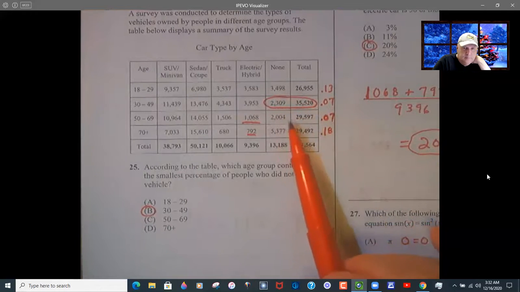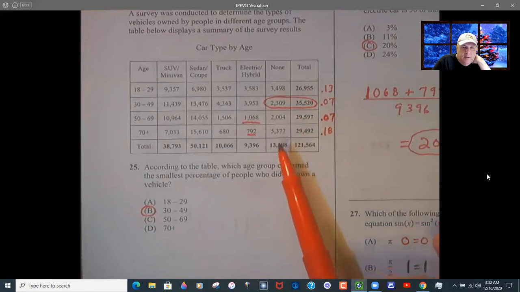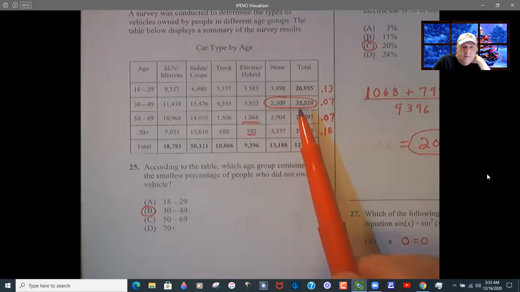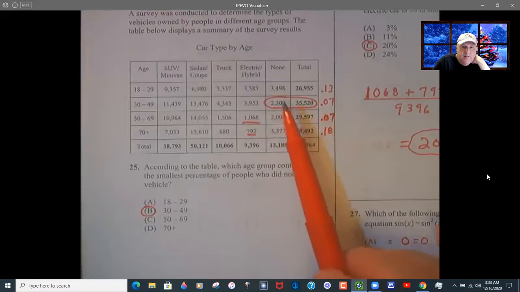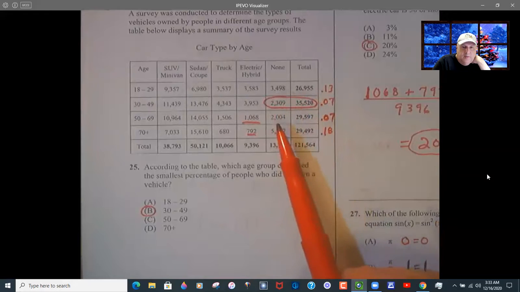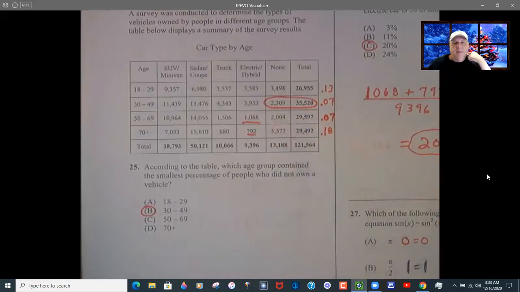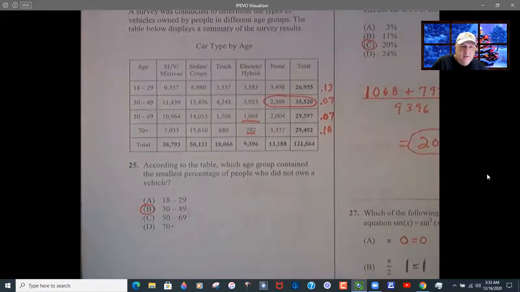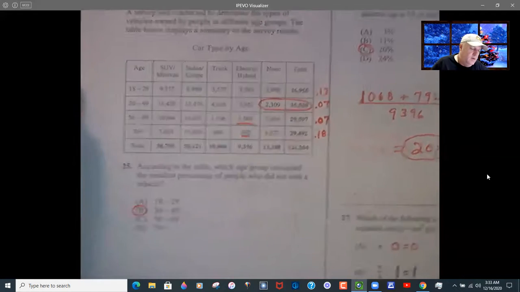This is 2.3 to 35. This is 3.4 to 26, 2 to 29, 5.3 to 29. So I divided all those out. These two were close, but this was smaller. So 30 to 49 is the age group with the smallest percentage of people who do not own a vehicle.